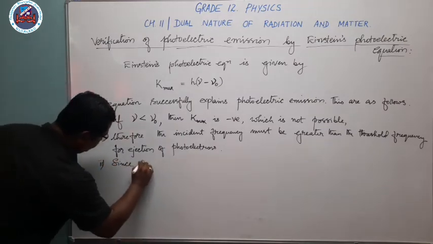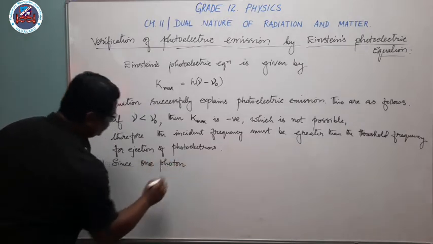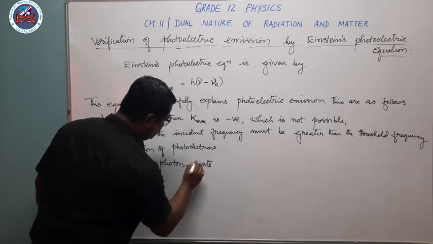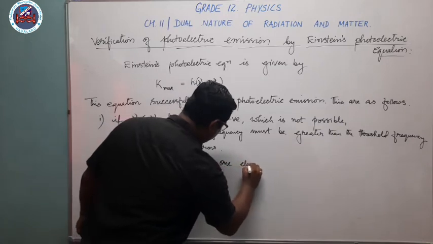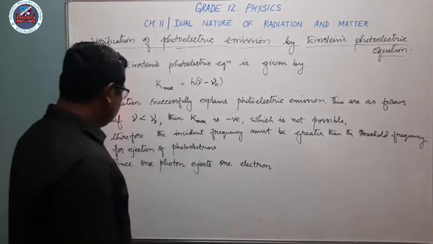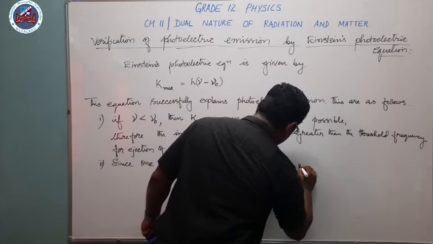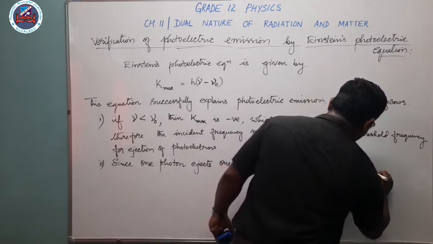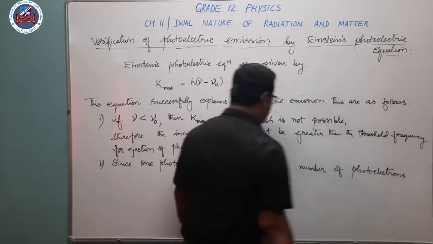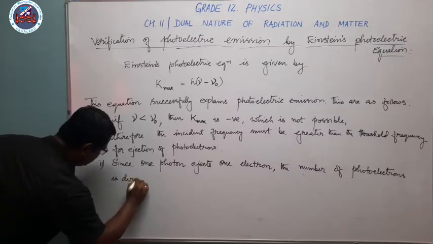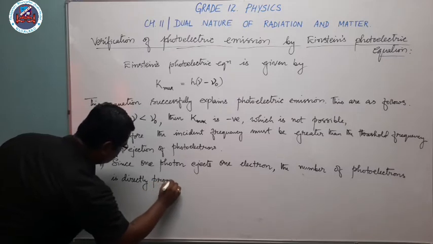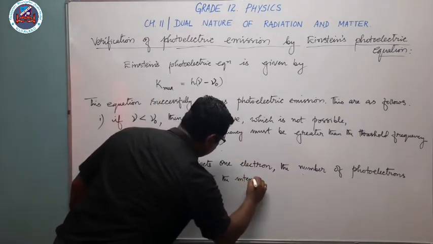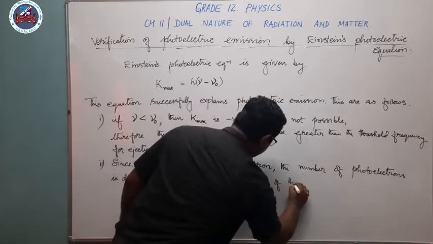Since one photon ejects one electron, the number of photoelectrons is directly proportional to the intensity of the incident radiation.